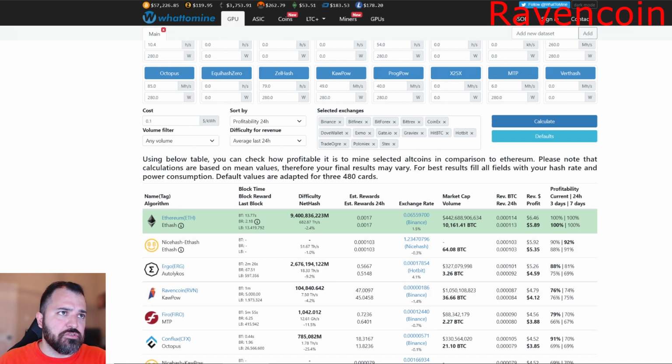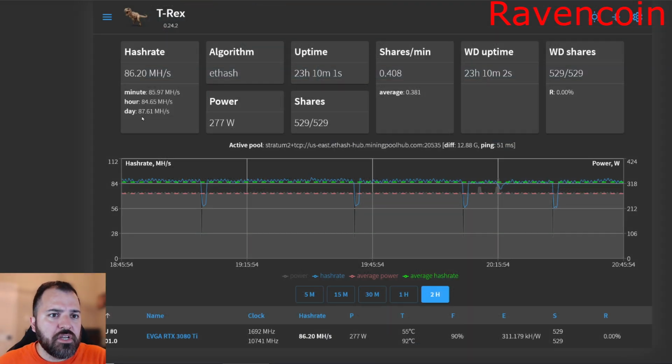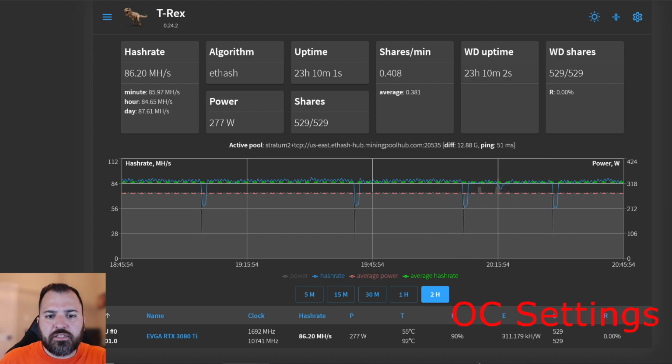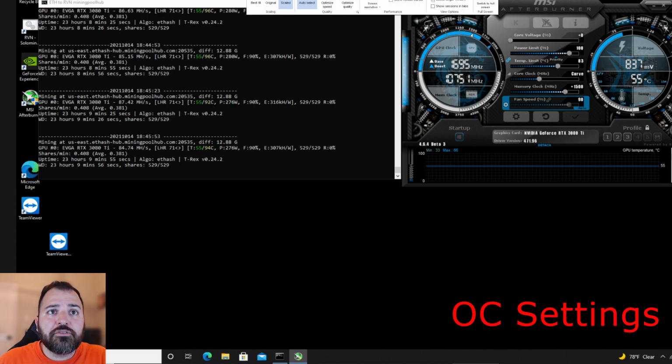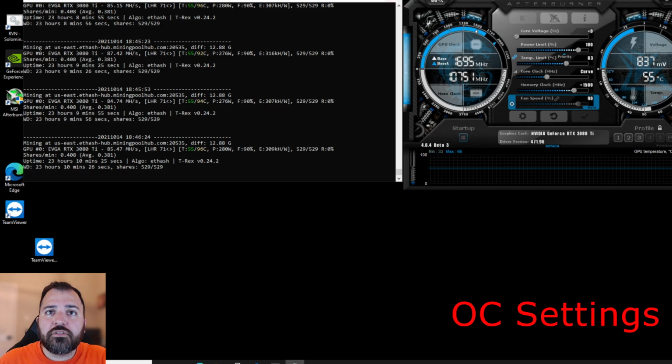So how do I get to 87-ish? It's actually really simple, but you do have to take into consideration a couple of steps. So let me tap into my machine that I'm currently mining on the 3080 Ti with. I'm using Team Viewer to tap into it. I made a video about it. I'm going to switch over to full screen to make it seem like I'm in the computer myself, but tapping in remotely.